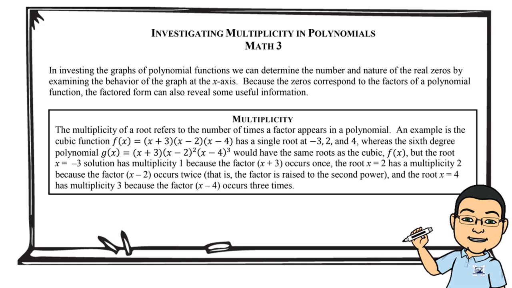Whereas you could have a 6th degree polynomial g of x with the exact same roots, but a very different shape. Notice that x minus 2 occurs twice. It has a double root at 2, or what we would call a multiplicity of 2. And the factor of x minus 4, or the root of 4, would have a multiplicity of 3. And so single roots, double roots, triple roots, and so on have very different behavior at the x-axis.